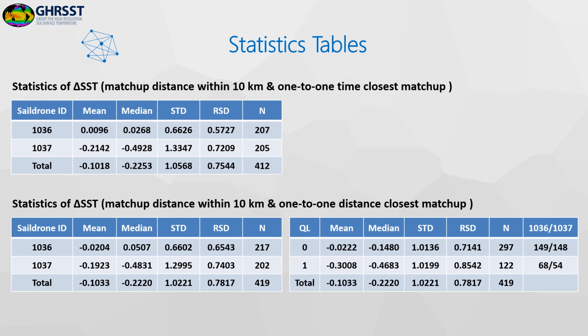In general, we consider the distance closest matchups more meaningful than the time closest ones, and this will be demonstrated later. Also, the statistics for MODIS quality level 0 and quality level 1 data follow a reasonable pattern, with more negative mean and median for quality level 1 data due to the longer atmospheric path length.